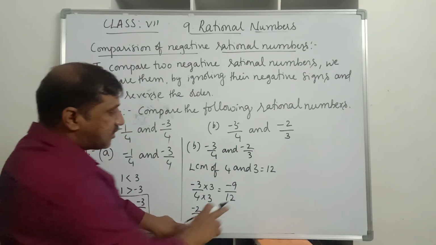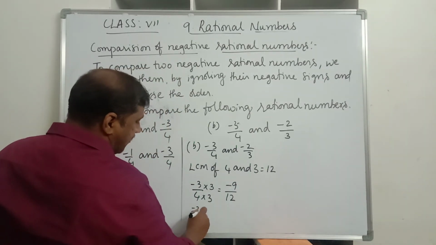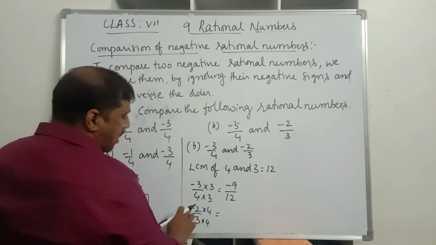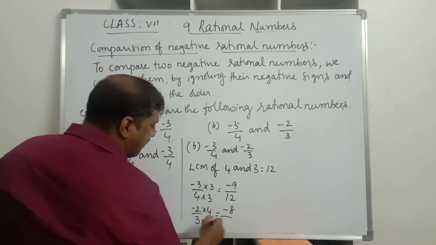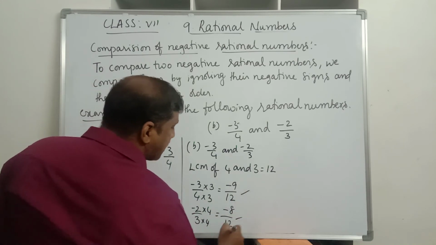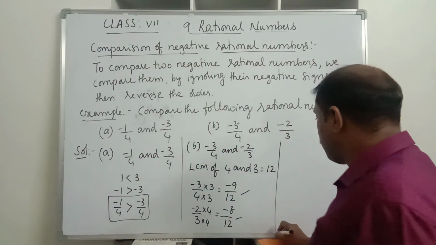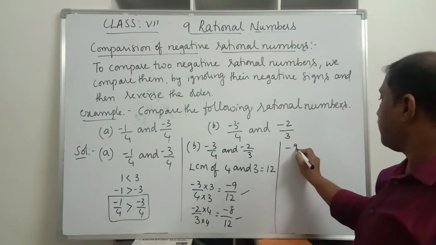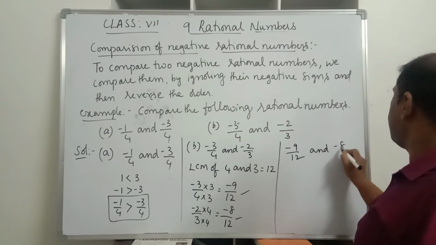To get 12 as the denominator, multiply 3 with 4 and this is also multiplied with 4. Minus into plus, it is minus. 2 into 4, 8, divided by 3 into 4, it is 12. Now we got two fractions with the same denominator. What are the fractions which we got? Minus 9 by 12 and minus 8 by 12.